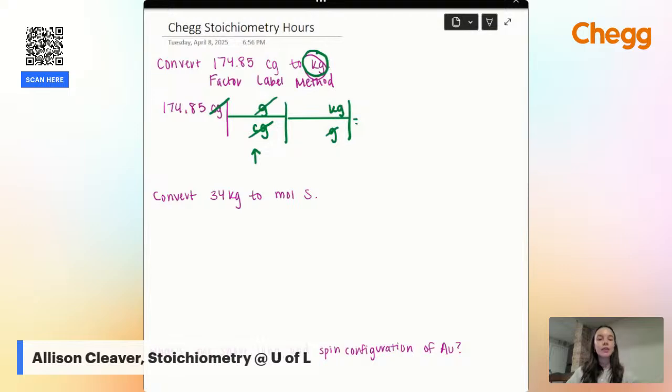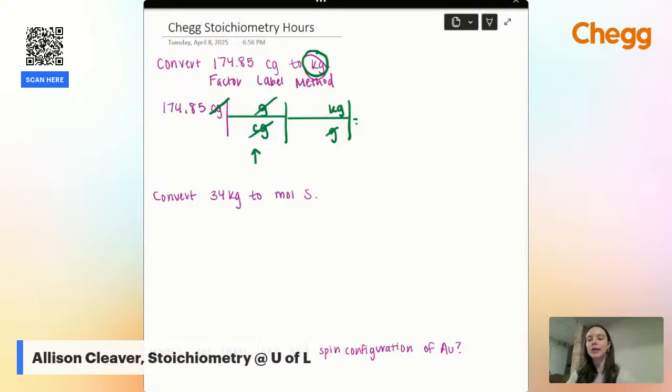So first, we need a conversion from grams to centigrams and grams to kilograms. If you know that conversion, now is your time to shine. Type that conversion in the chat. You have 30 seconds. What is the conversion from grams to centigrams and grams to kilograms? 30 seconds starts now. All right, 5, 4, 3, 2, 1.